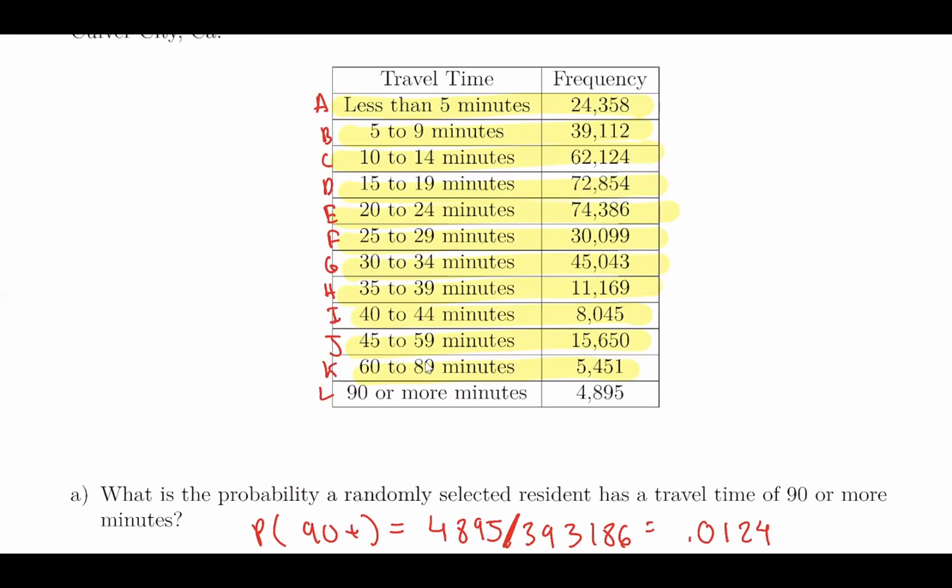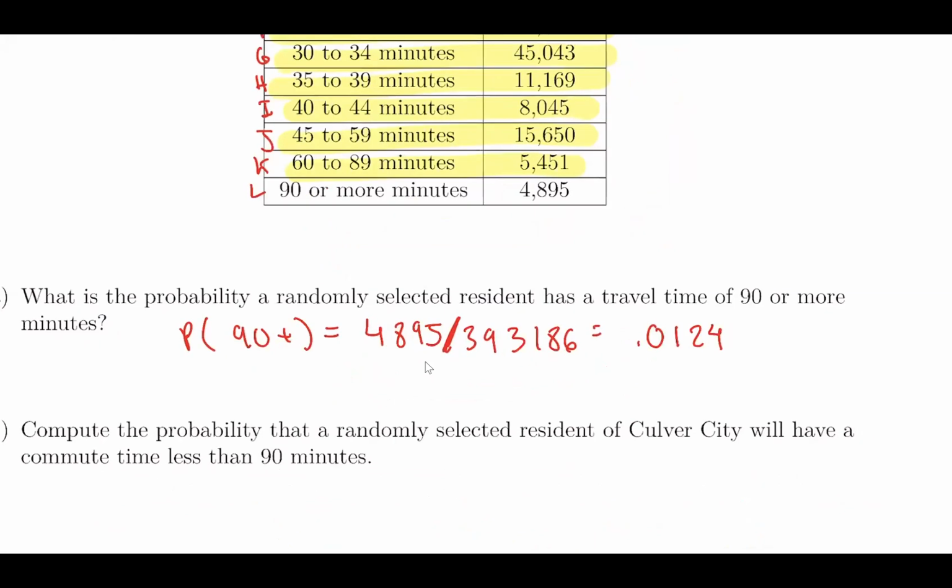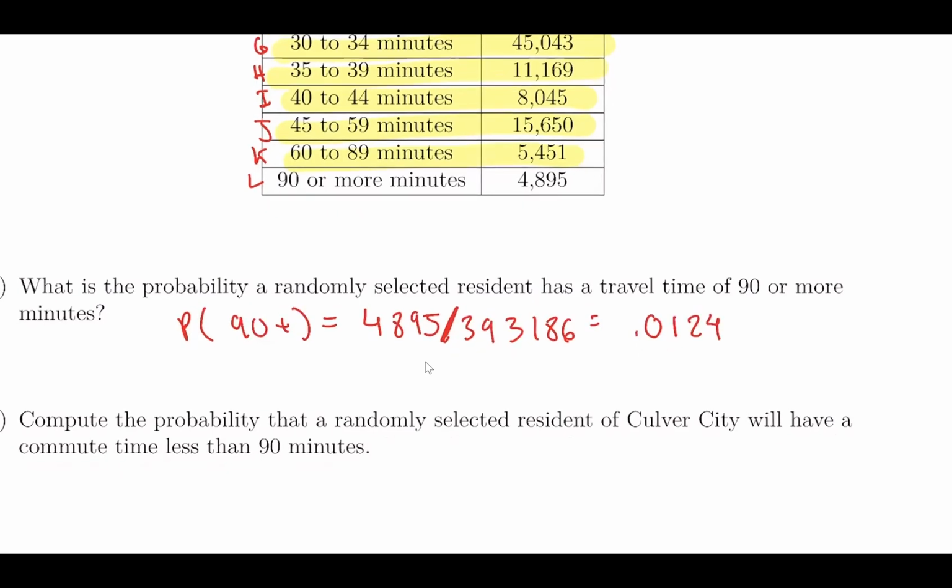But in this case, there's an easier way to do this, and this is where you want to use the complement rule. Because essentially, for this one, we have two complementary ideas. We have people who have a commute time that is less than 90 minutes, but what will be the complement of that? Cool. So essentially the complement of less than 90 minutes are people who have a commute time that is 90 or more minutes.